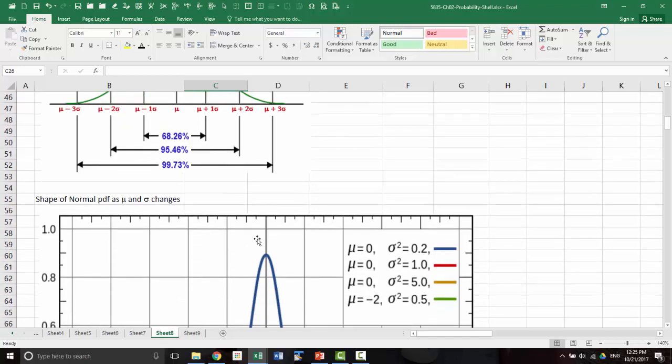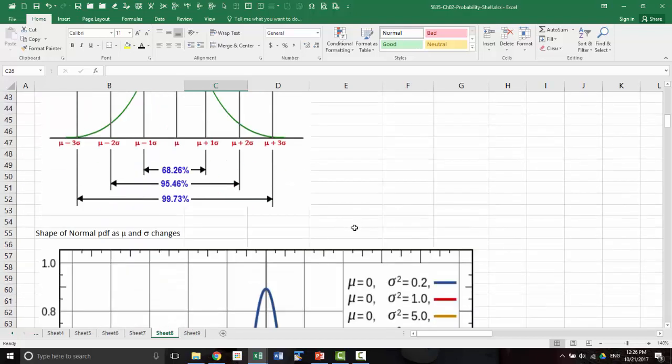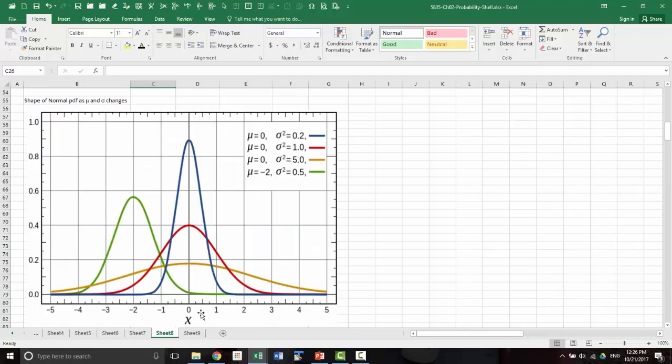Now, when the mean and standard deviation, mu and sigma, change, what kind of different probability density function graph are you likely to see? Here are some examples. Here is a mean of 0. If the mean is -2, that's your green curve, so it shifts to the left. If the mean is greater than 0, then the curve will shift to the right.